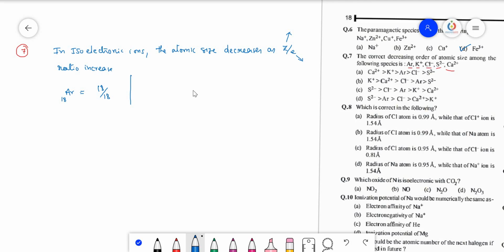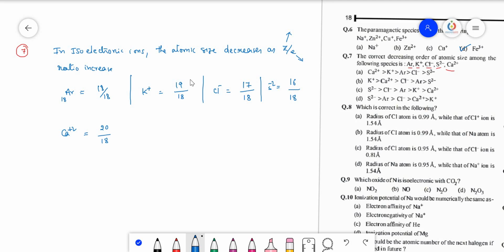Next one is K plus is mentioned. So K plus atomic number is 19, but it lost 1 electron, so that 18 electrons are present. And Cl minus, if we consider, atomic number is 17, but electrons are 18. And S minus 2, if we consider, atomic number is 16, but electrons are 18. And Ca plus 2, if you consider, atomic number is 20, but electrons are 18.